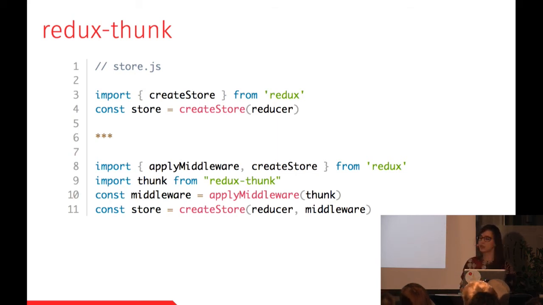The first two lines are the setup of a simple Redux store. And the second part is how it looks to set up the store, including thunks. What we have to do is just create the thunk middleware and pass it to our store creator.